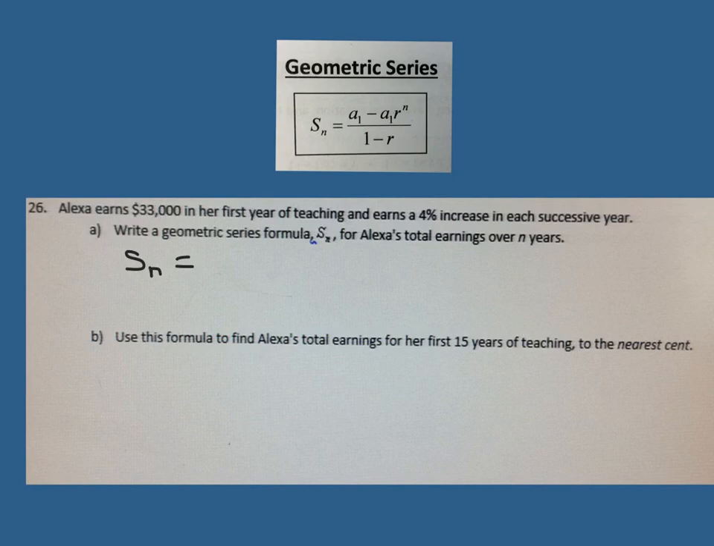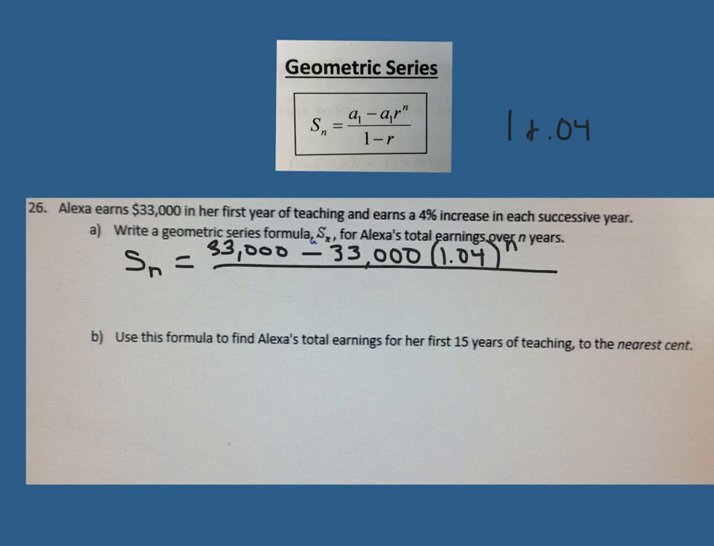Now A sub 1 would represent what she's making in her first year, so we'll replace that with 33,000. And then again, we can replace the other A sub 1 with that. Now the R, if she's earning a 4% increase, that would be 1.04, because it's one whole of her salary plus the 4% increase. Then we raise that to the n power, over 1 minus R, so 1 minus 1.04. You can leave it like that. The only thing you could do is combine this to make it say negative 0.04 on the bottom, but you can just leave it like this.